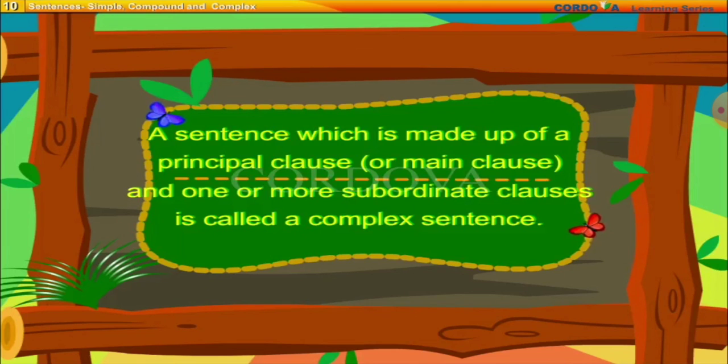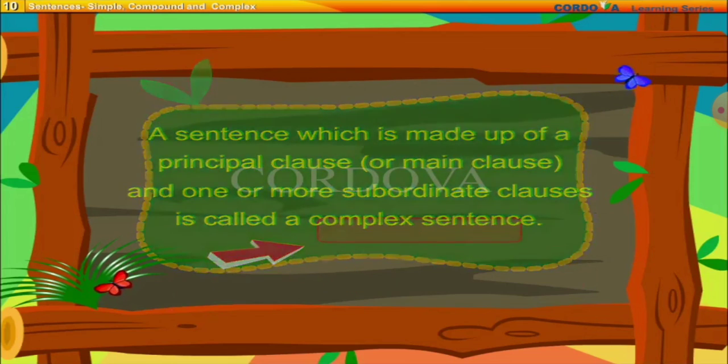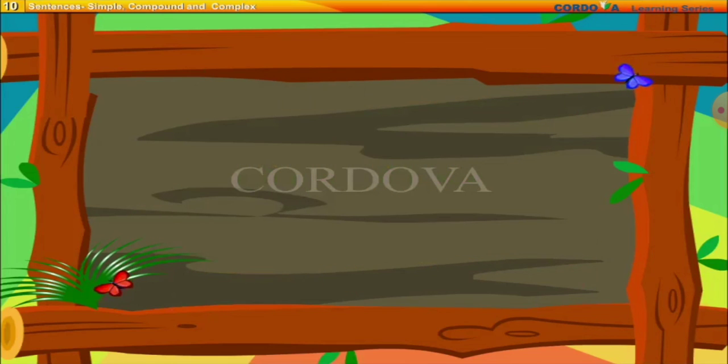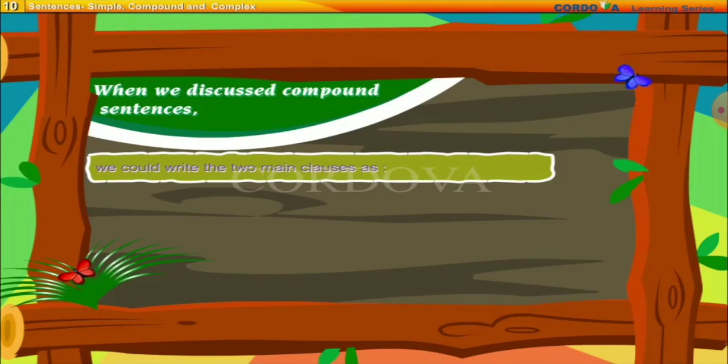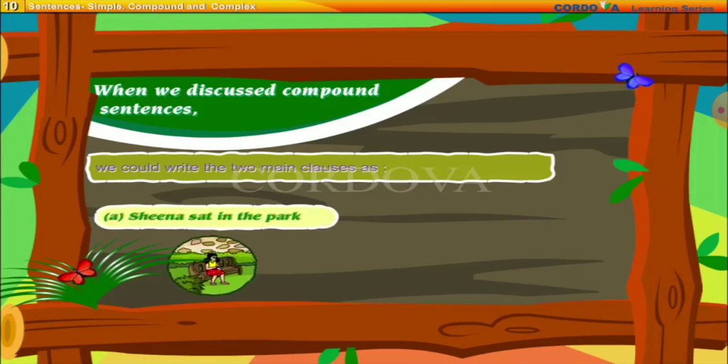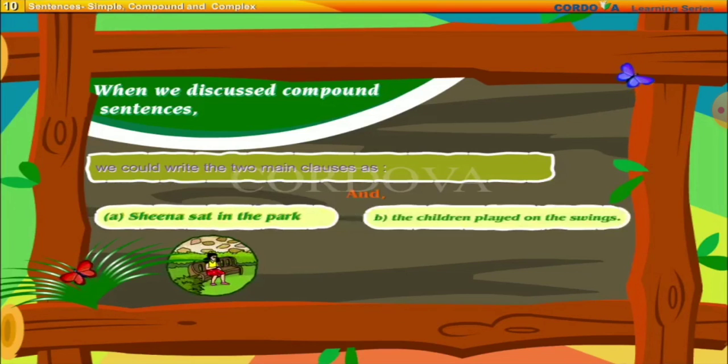A compound sentence is made up of two or more clauses, each of equal importance and capable of standing on its own. Clauses of equal rank are called coordinate clauses. A complex sentence is made up of one main clause and one or more subordinate clauses.